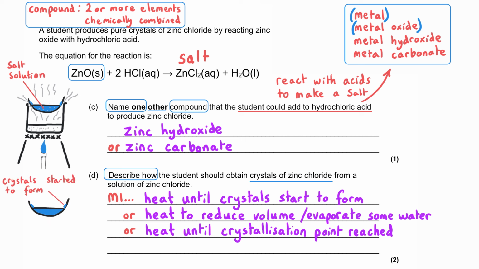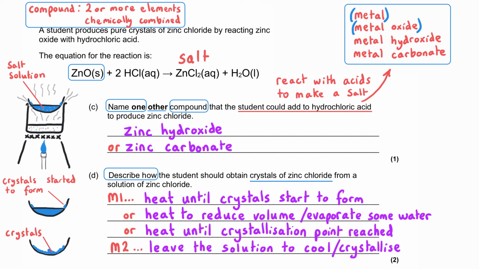And then our second mark is for saying that we would turn off the heat, we would take our solution and we would leave it to cool or leave it to crystallize. That would get us our second marking point.